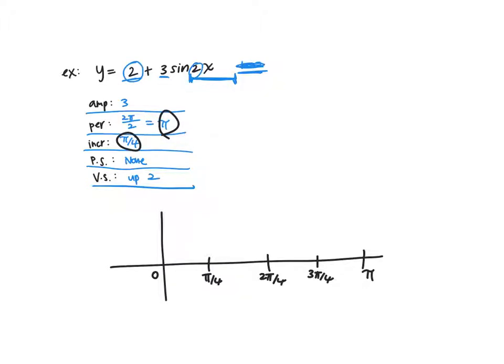Now notice here, because we have a vertical shift of up 2, right, at 2, this is my new XY axis right here. I don't have a phase shift, so this is like my new XY axis that I'm going to use. So from 2, right, my amplitude is 3, so I would go up 3 from there, giving me 5, and down 3 from here, giving me -1 right here.